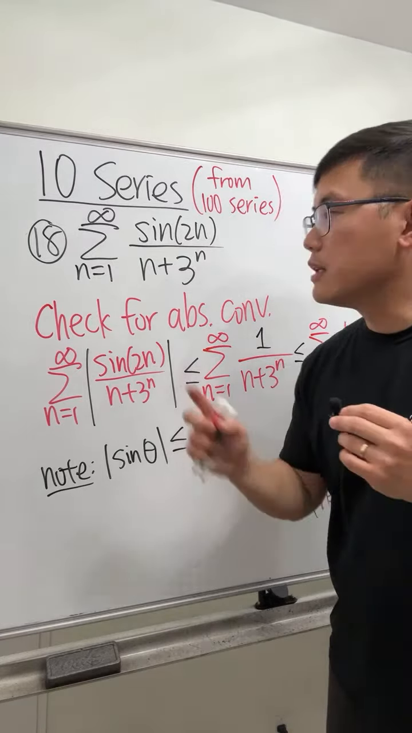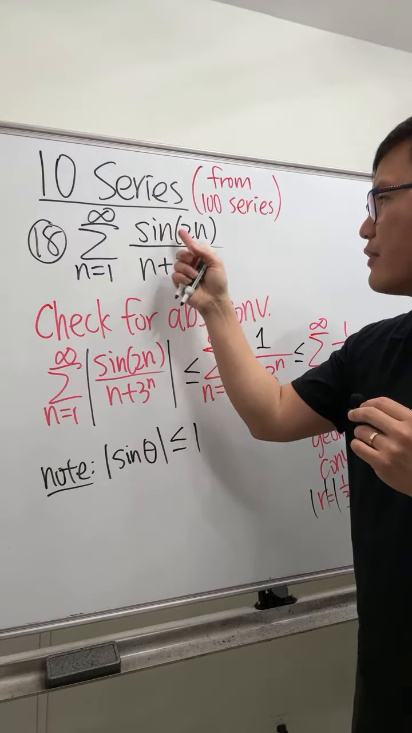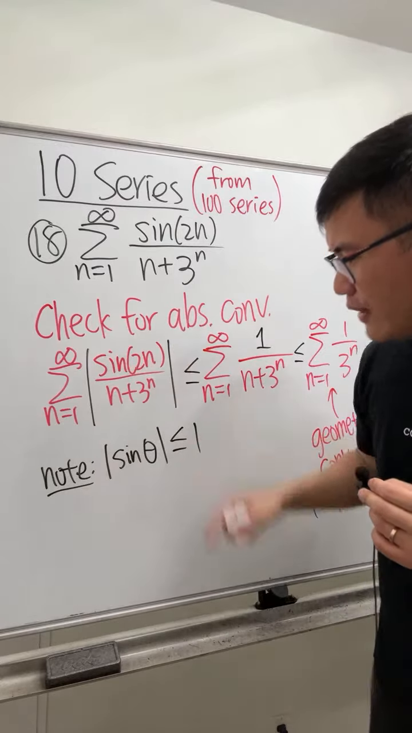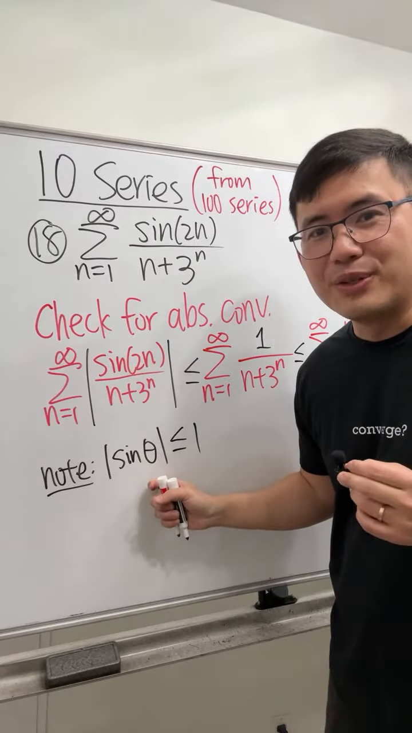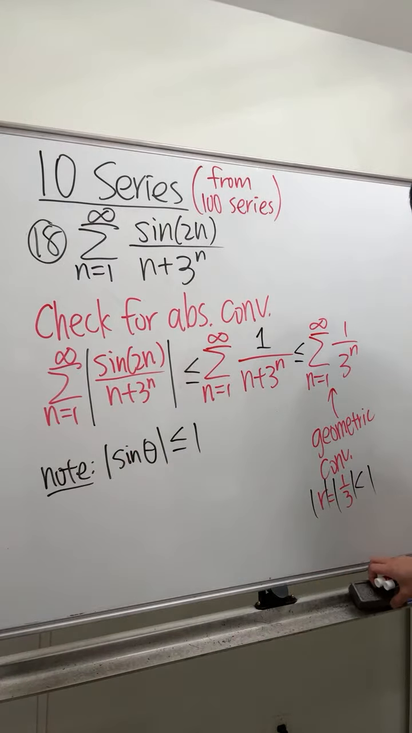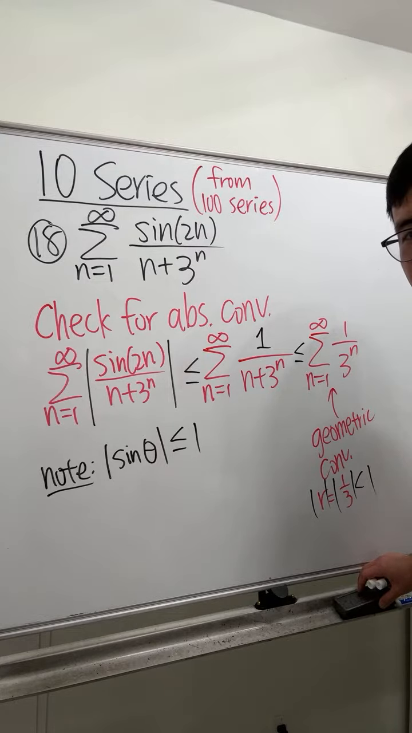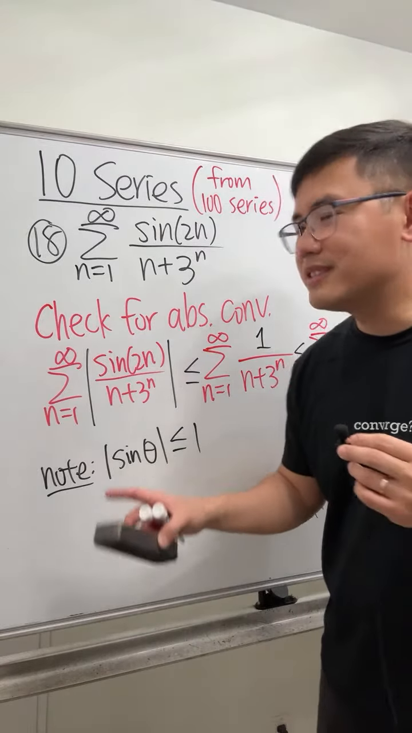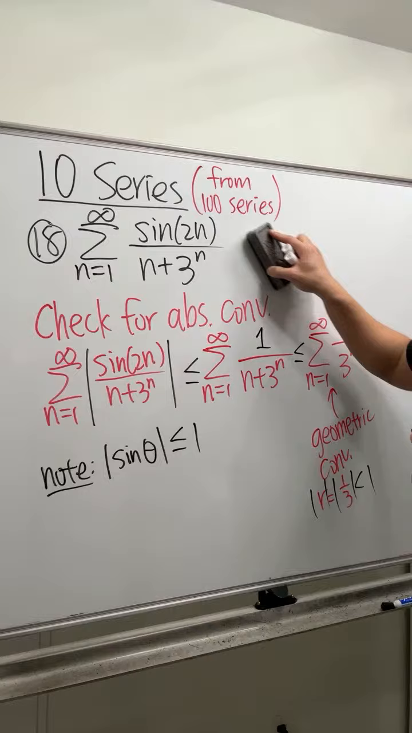The most important thing is whenever you see sine n, sine of 2n, cosine of n, and so on, take the absolute value, because we can use this right away. Right? I'll pause for like 10 seconds. Take a look. And if you guys want to see the whole worked out written solutions, check out my 100 series video.